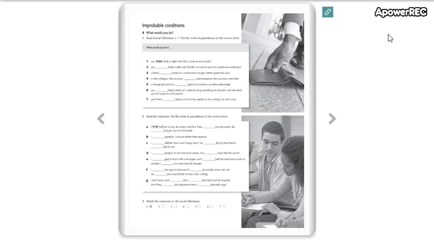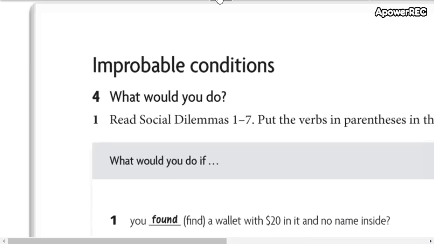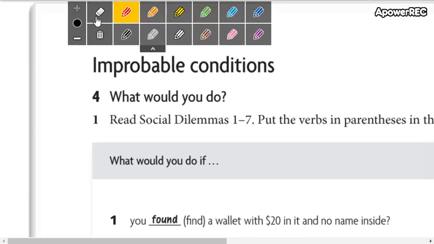Now we start working with page number 59 of your workbooks. So please open to this page. Are you there yet? Well, we are going to start with the unlikely conditions or improbable conditions. What would you do? So which conditional is this? The zero, the first, the second, or the third conditional?